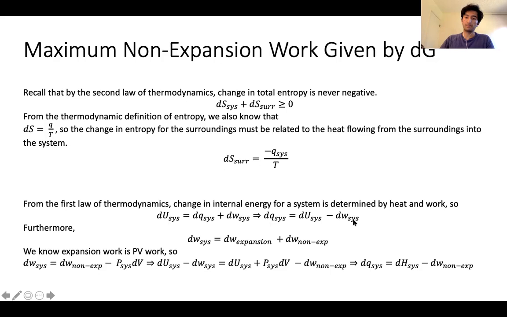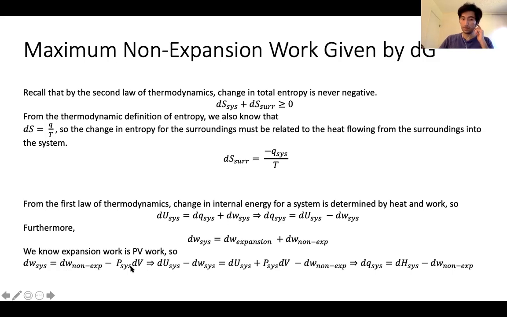And rearranging it gives us this. Furthermore, if we're looking at this W term here, we can make this distinction between work that's expansion work and work that's non-expansion. And that allows us to write this. And if we take this a step further, we can recall from previous lectures that expansion work is just PV work, and that allows us to write this.